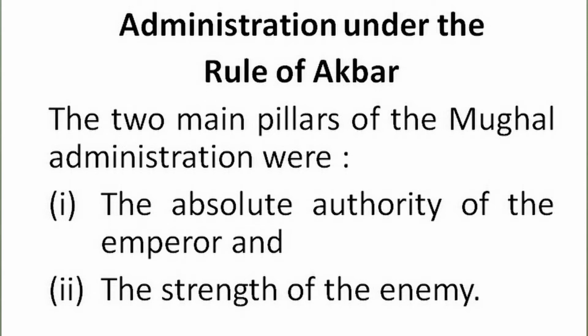Generally, the Mughal administration was based on both the Indian and Persian systems. The 2 main pillars of the Mughal administration were the absolute authority of the emperor and the strength of the army. The administration was assisted by a number of officials directly appointed by the emperor.